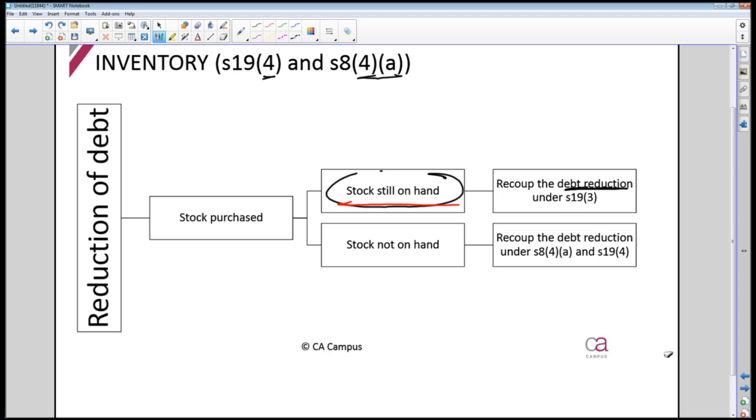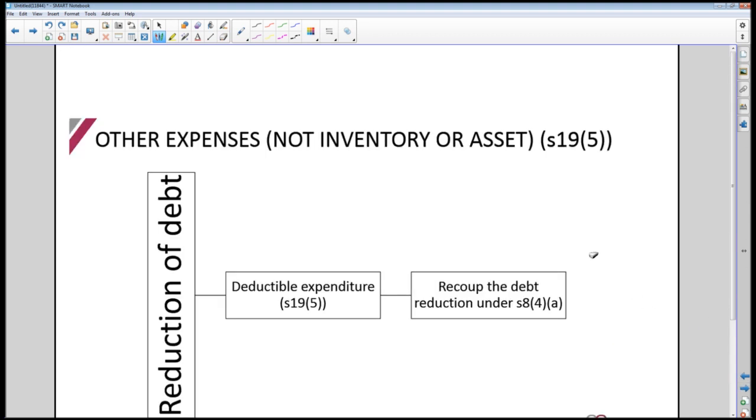And if the stock is not on hand, we recoup it under section 8(4)(a), the difference. And if you refer back to our recoupment lecture, it works in the same way there. Again, remember all of the rules. It cannot exceed past allowances. Okay, there is an example on this in your lecture examples.